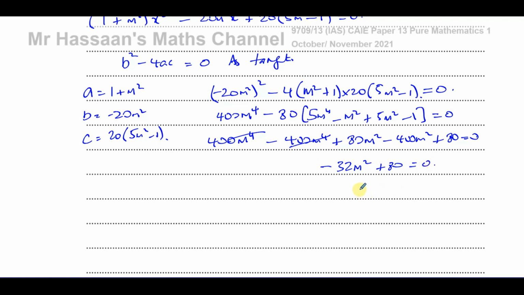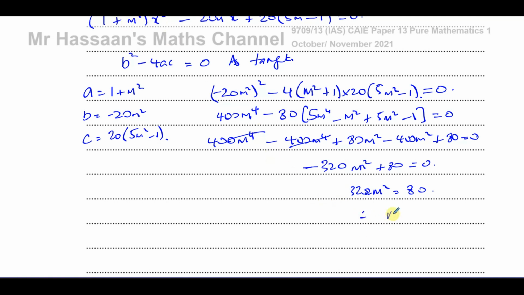So I can solve this quite easily. I'll end up with 320 m squared equals 80. Divide both sides by, that's supposed to be 320, I wrote 32. Sorry about that. Be careful. I said 80 minus 400 is negative 320 m squared. So you end up with 320 m squared is equal to 80.